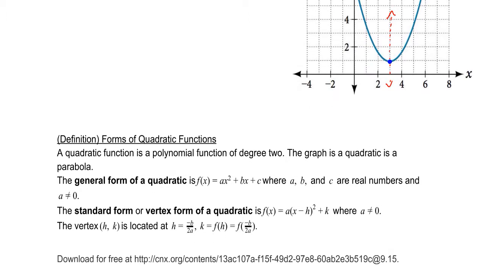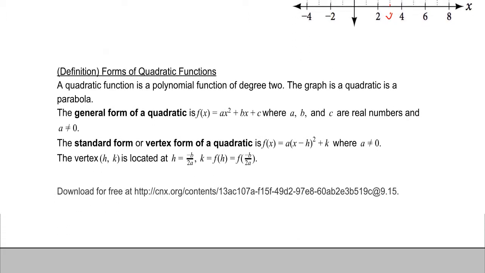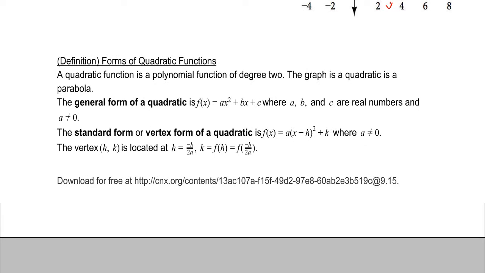Now, there are two forms of quadratic functions. It's of degree 2, so we have an x squared term. The general form is f of x equals ax squared plus bx plus c, where a, b, and c are real numbers, and a is not 0, because if a is 0, then it's a linear function. And then there's the standard form or the vertex form. I prefer the phrase vertex form, is f of x equals a times x minus h squared plus k, where a is not 0. Now the vertex is the point h, k, which is why it is called vertex form most often.